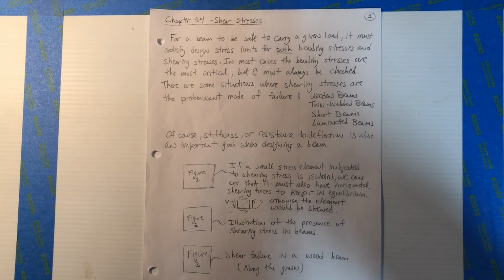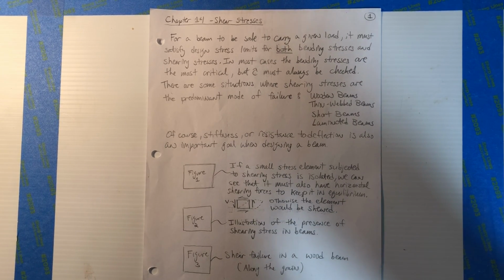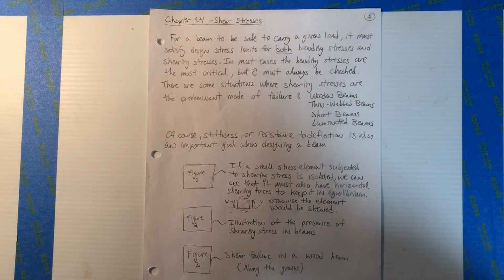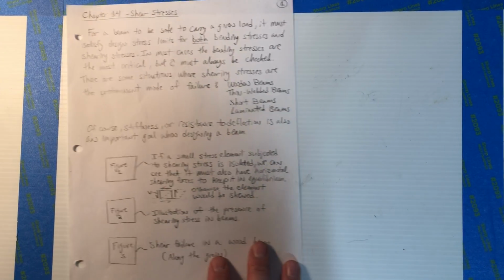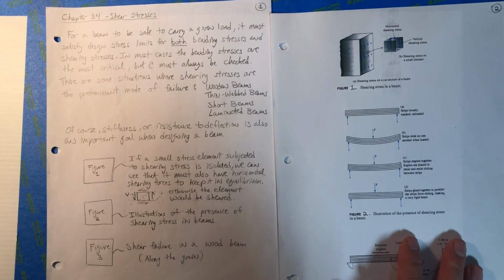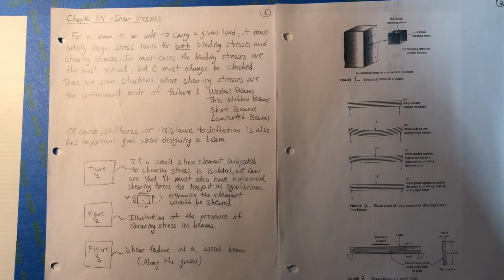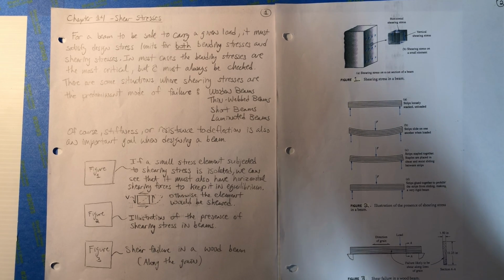Okay, so of course, stiffness or resistance to deflection is also an important goal when designing a beam. This course runs out of time and doesn't go into the deflection of beams, but there is a whole field of study on that as well. So I'm going to use some figures here just to prove a point. Figure 1 is on the second page. If a small stress element subjected to shearing stress is isolated, we can see that it must also have a horizontal shearing force to keep it in equilibrium. Otherwise, the element would be skewed.